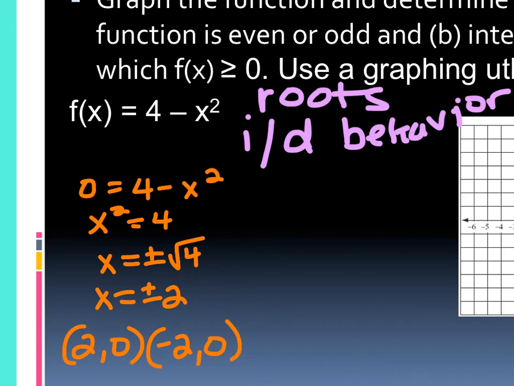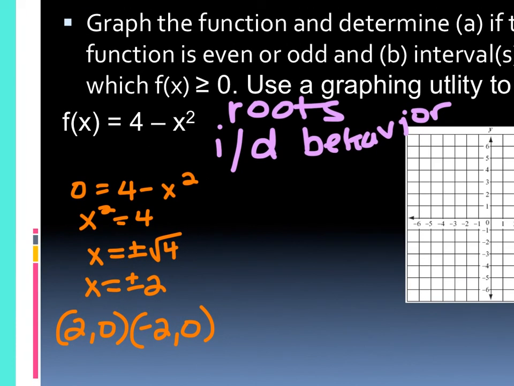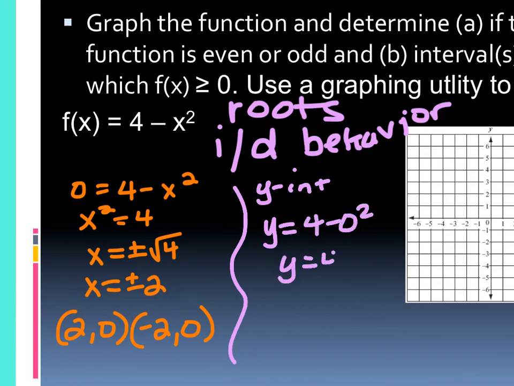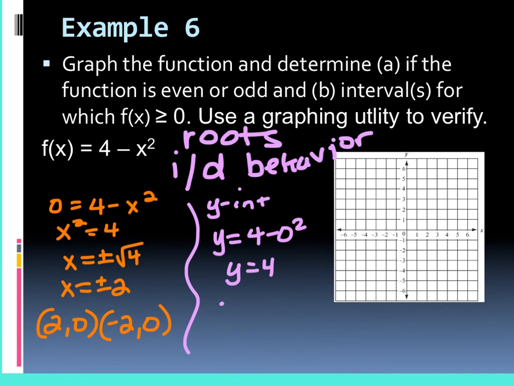Those are my roots. So negative 2, positive 2 would be the solution. Those are the zeros, and those are the x-intercepts. So they double as all that. And then let's say I want to find the y-intercept. I'm going to plug 0 in for x. So f of x, same thing as y, is 4 minus 0 squared, which is 4. So if you have enough information from those points to graph your graph, go for it. If you don't, plug in some extra points.